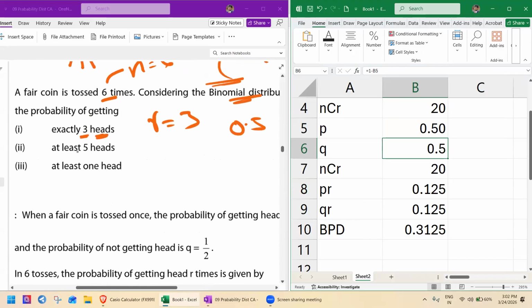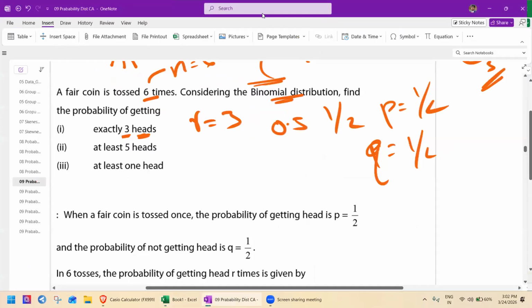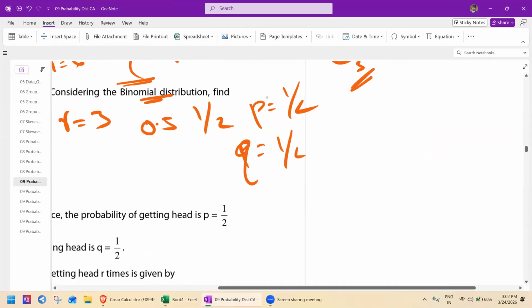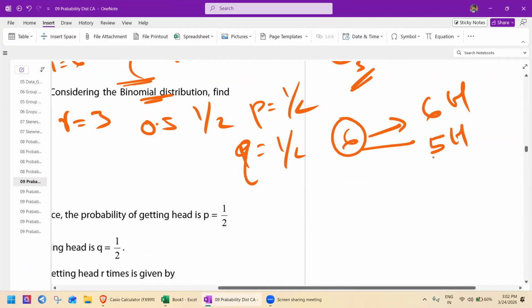at least 5 heads. At least 5 heads mean what? When we toss a coin 6 times, maximum we can get 6 heads, right? But the question here is, what's the probability of getting at least 5 heads? At least 5 heads mean we win. If we get 5 heads, we win. If we get 6 heads also, we win.